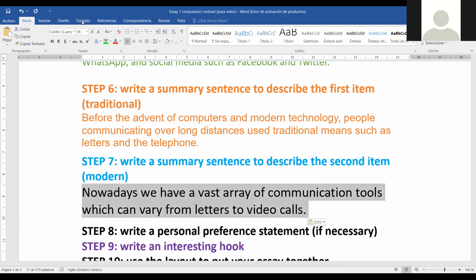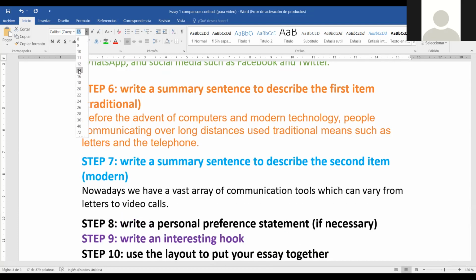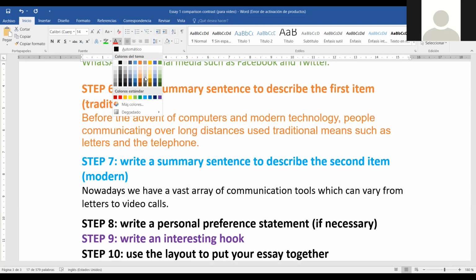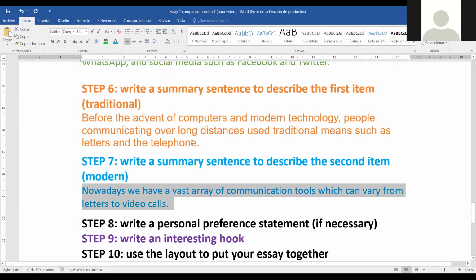Okay, Luis, can you read that one, please? Okay. Nowadays, we have a vast array of communication tools which can vary from letters to video calls.